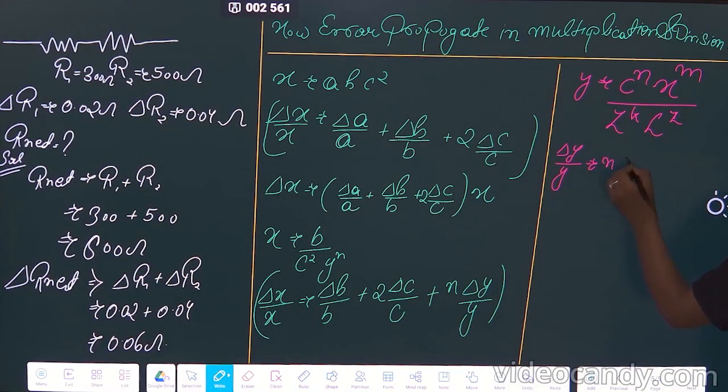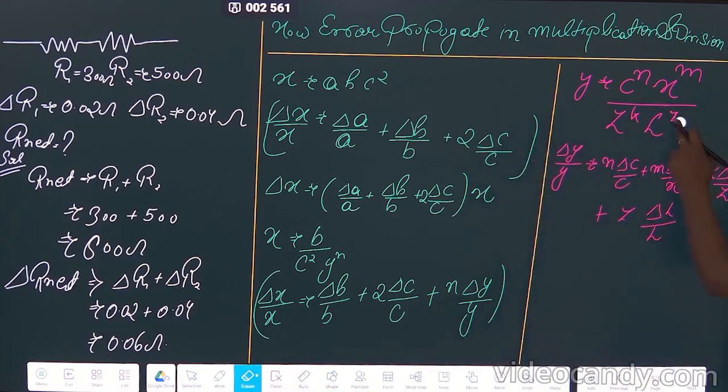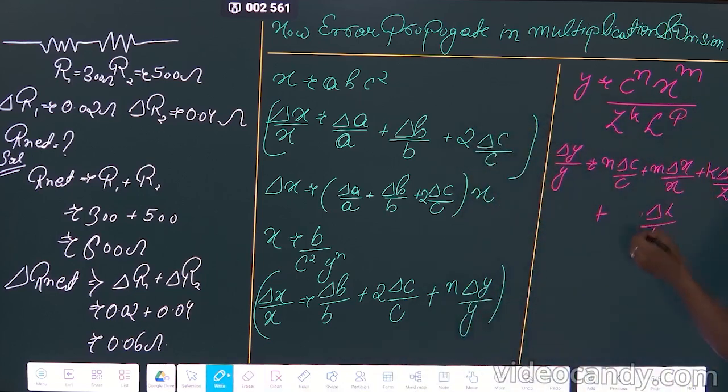That is n times delta c by c, plus m times delta x by x, plus k times delta z by z, then plus z times delta l by l. Oh, sorry, this should not be z because there is one more power. Okay, let's take some other value, p, and this will become p. So that is how you will write this. Okay, so you have to be very comfortable.